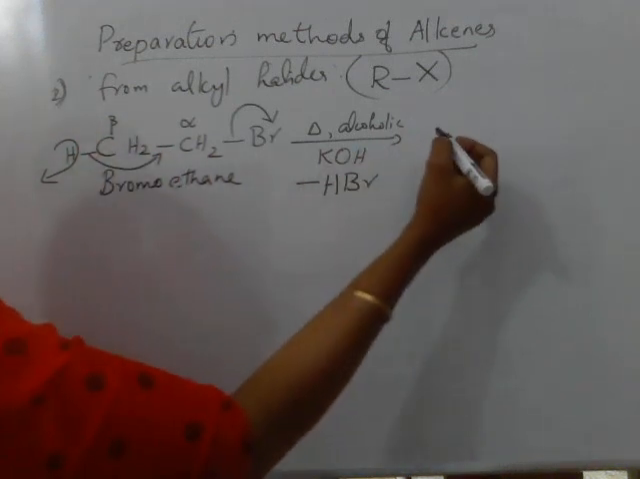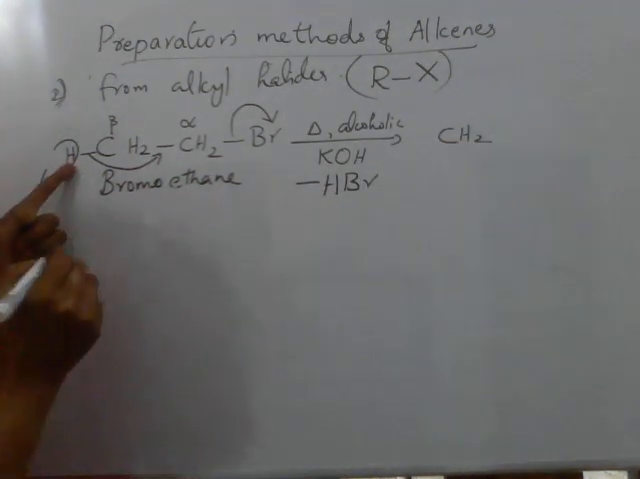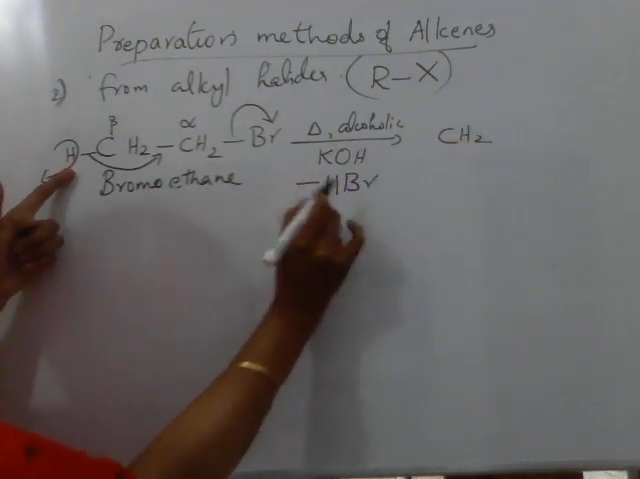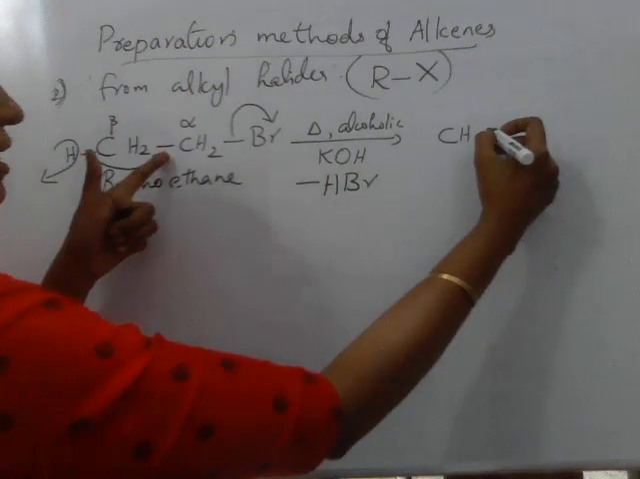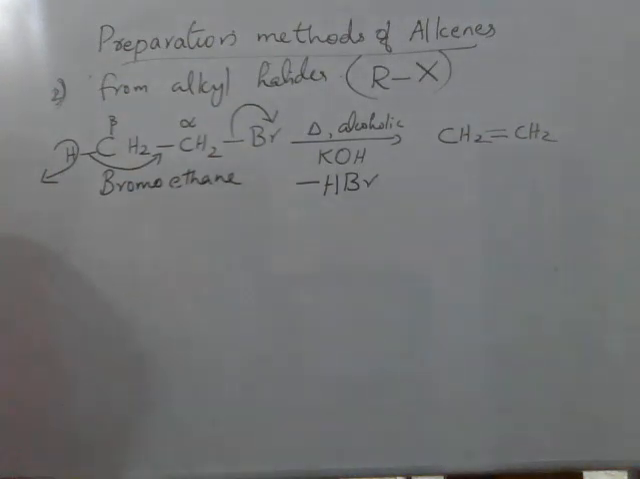So what do we get as the product? The product obtained will be CH2, one of the hydrogens has been eliminated as HBr. CH2 double bond CH2 plus HBr.